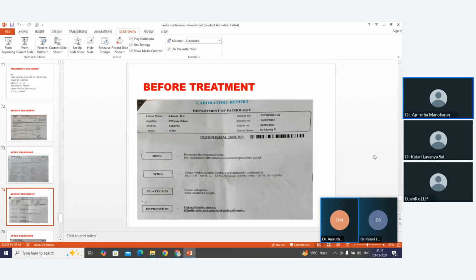So this was the blood picture. The hemoglobin level was about 17.4. In the next slide, after treatment, the hemoglobin was about 15.1. Before treatment, the smear showed polycythemia, to rule out the cause of polycythemia. And after treatment, the smear shows normal. So this is the latest lab report.